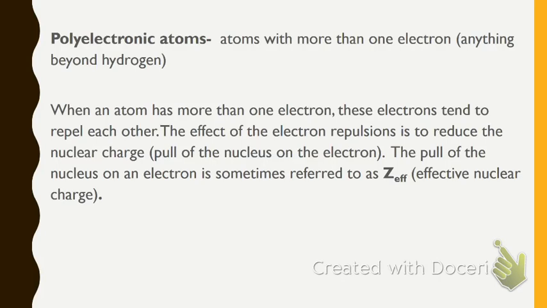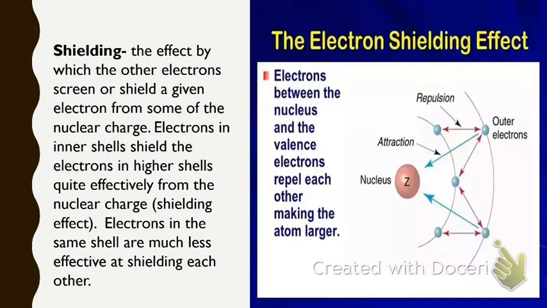When we start adding more than one electron, we have electron repulsions, because like charges repel each other, so the electrons get too close and they're repelling each other. The effect of this repulsion is to reduce the nuclear charge, or the pull of the nucleus. This is what we're going to refer to as the effective nuclear charge. We did talk about effective nuclear charge in the first year of chemistry, but it's going to be a little bit more important in this unit for AP Chemistry.